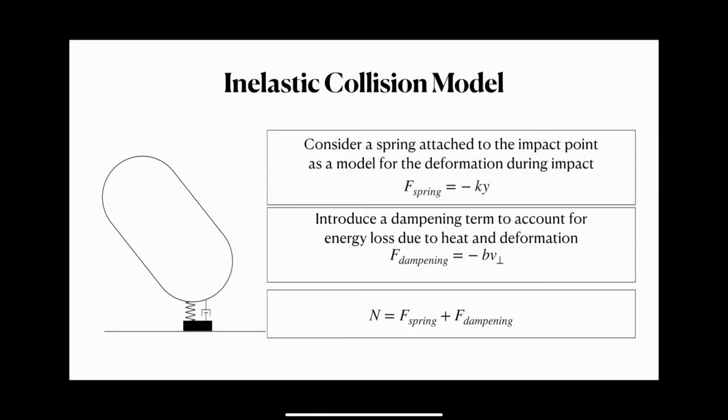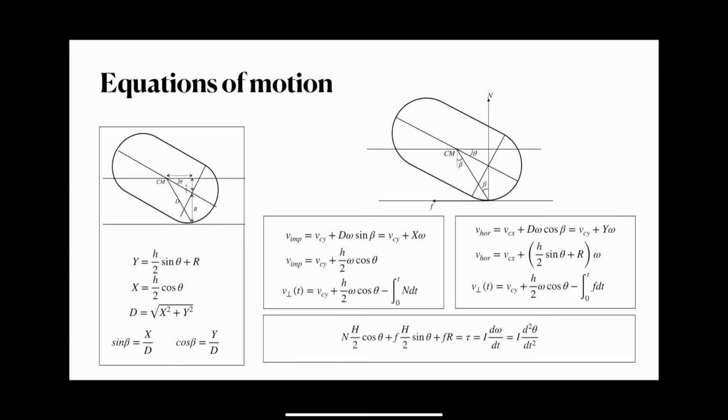And now we move on to our quantitative explanation, in which we consider an inelastic collision model. Here we model the contact point as a spring with damping, and therefore the total normal force experienced is the force of the spring and the damping force.